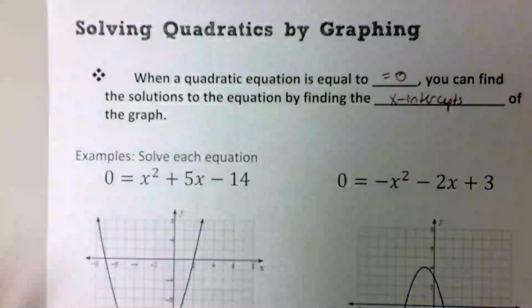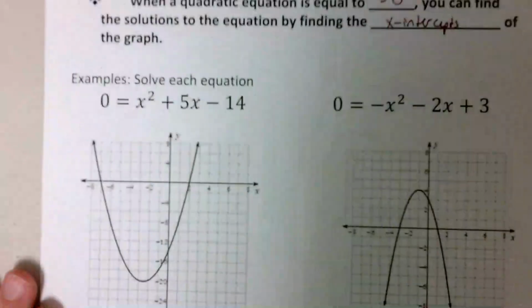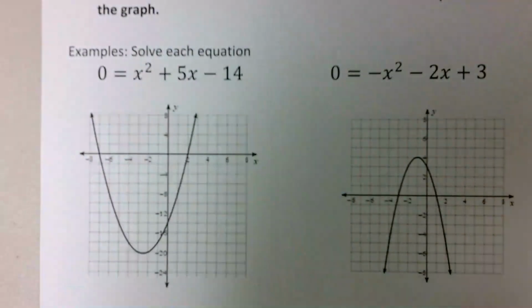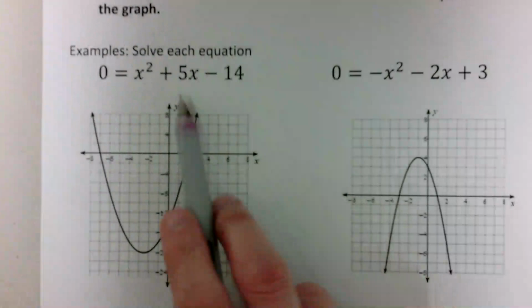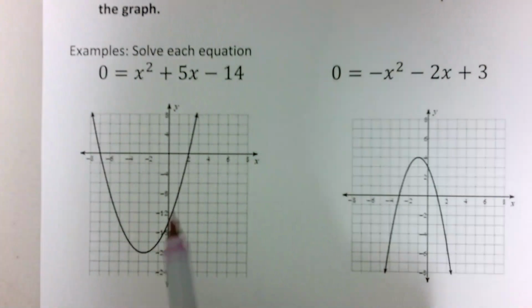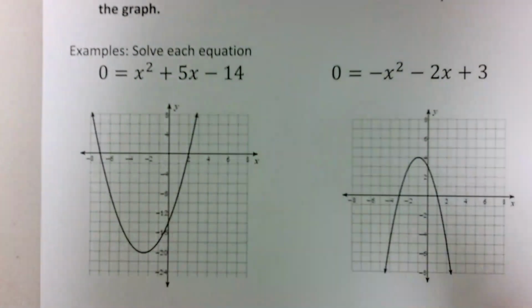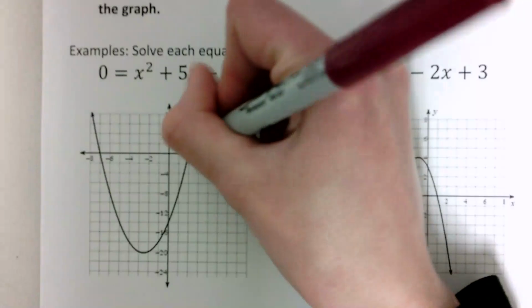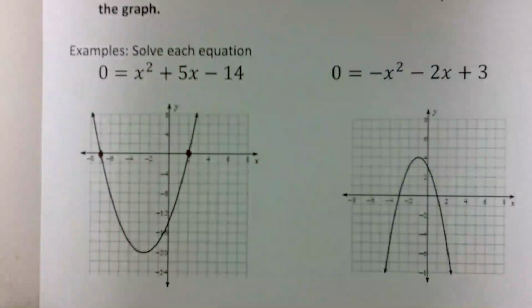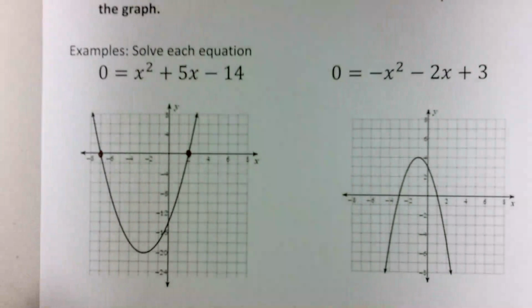And luckily, if they give us a graph, it's really, really easy. In these two examples here, they gave us an equation, but they also gave us a graph. So I don't even really care about the equation. I'm just going to use this graph to find my solutions. My solutions are where your graph crosses the x-axis, your x-intercepts. This one has two. Here's one, here's another one. These are our two solutions.